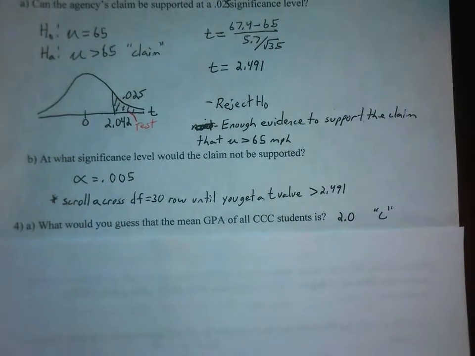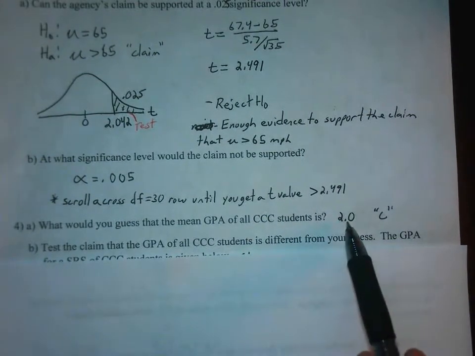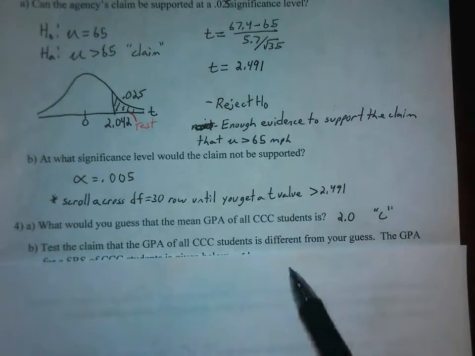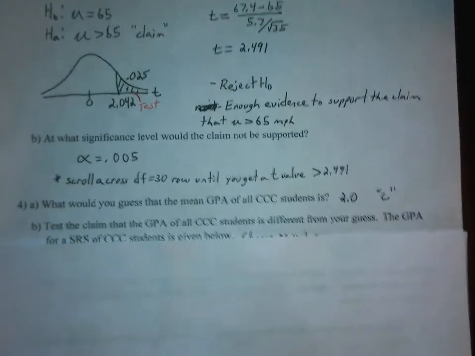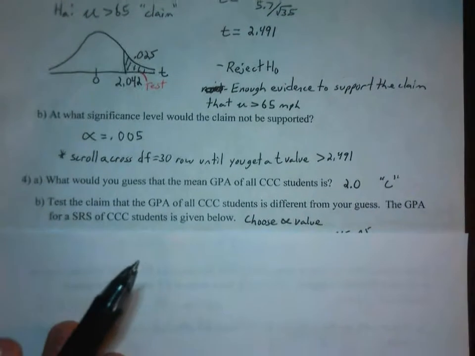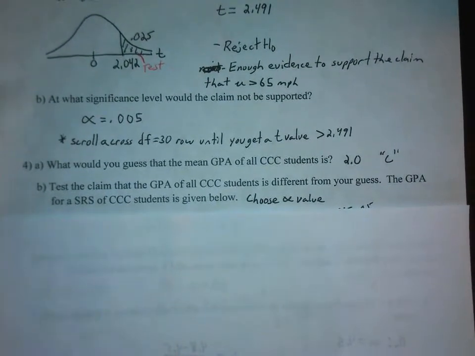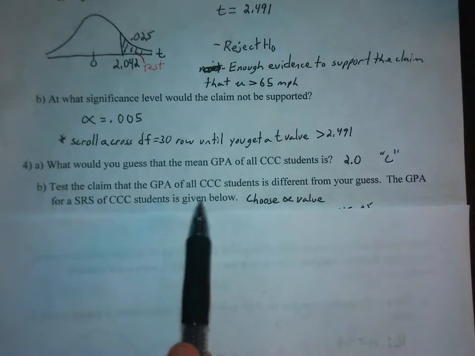All right, so test that claim, and you could use it. You could say 2.5. You could say 3.0. You could use 1.2. Whatever you use there, I'll show you how that changes your answer when you do the test here. I'm just going to use 2.0. So test the claim that the GPA of all students is different from your guess. The GPA of a simple random sample of CCC students is given below.